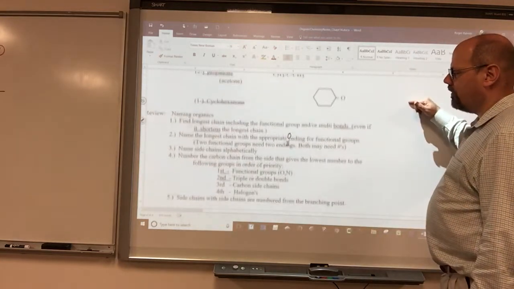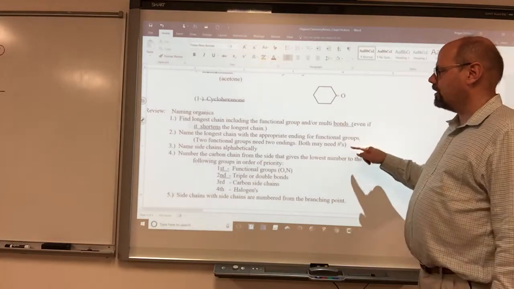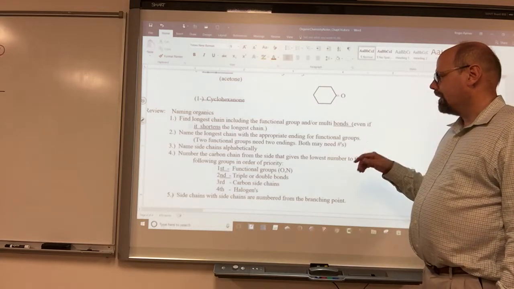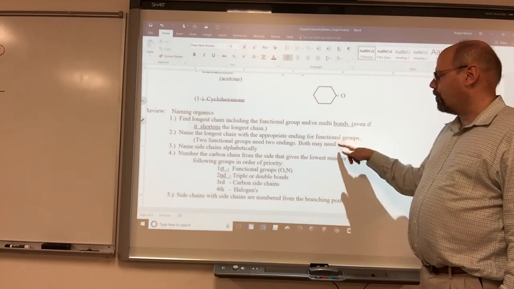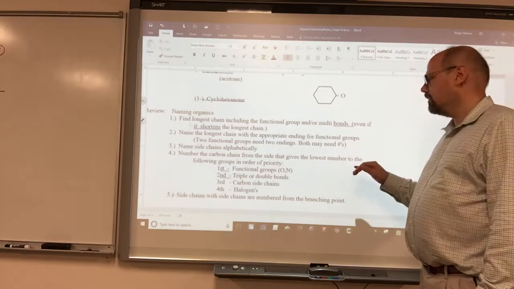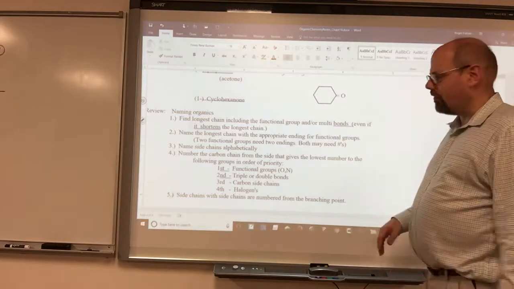Here's a quick summary of all the kinds of things that you're going to be naming. Don't forget, find the longest chain first. That includes the functional group or double bond or triple bond. Then you name that longest chain and put an appropriate ending if it's got oxygen groups: al for aldehyde, ol for alcohols, oic acid for acids. Name any side chains, but name them alphabetically.